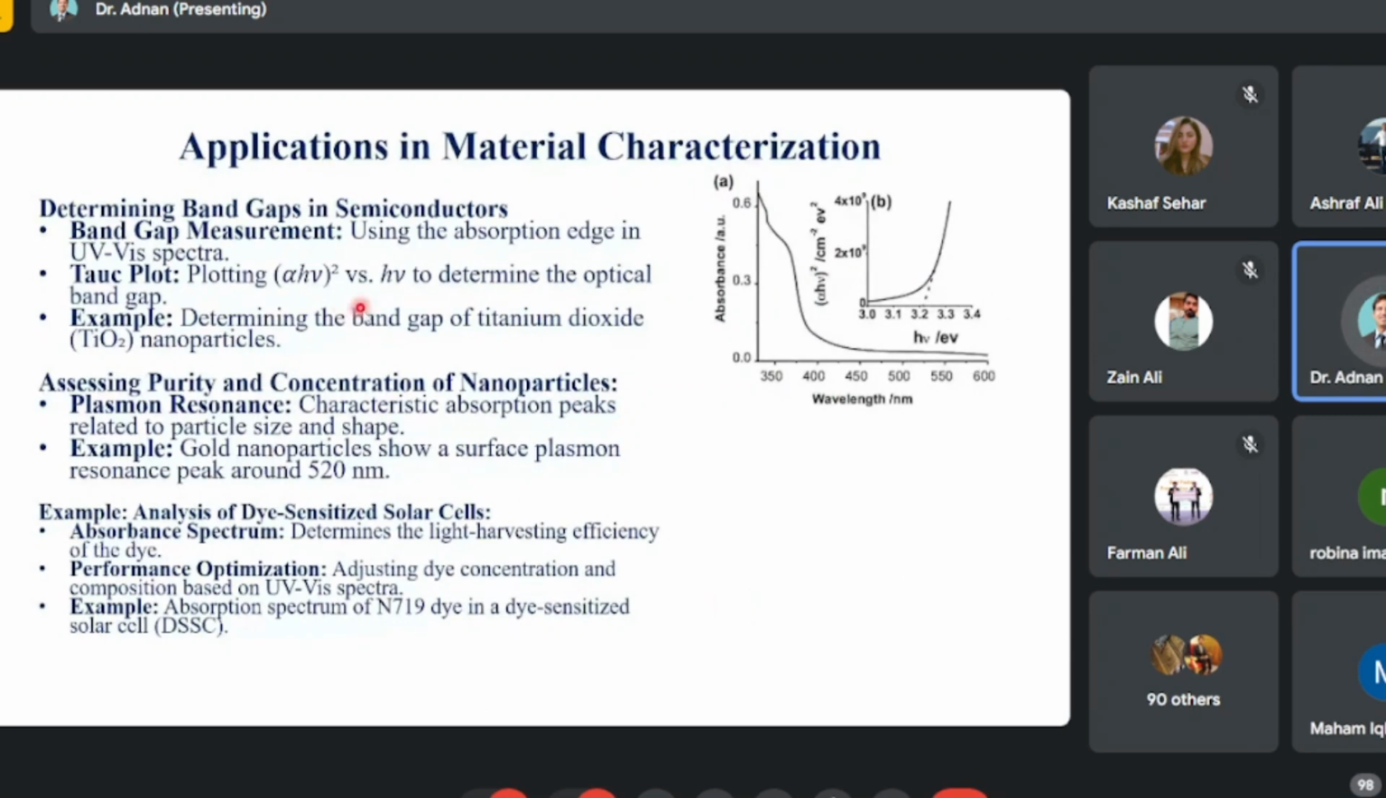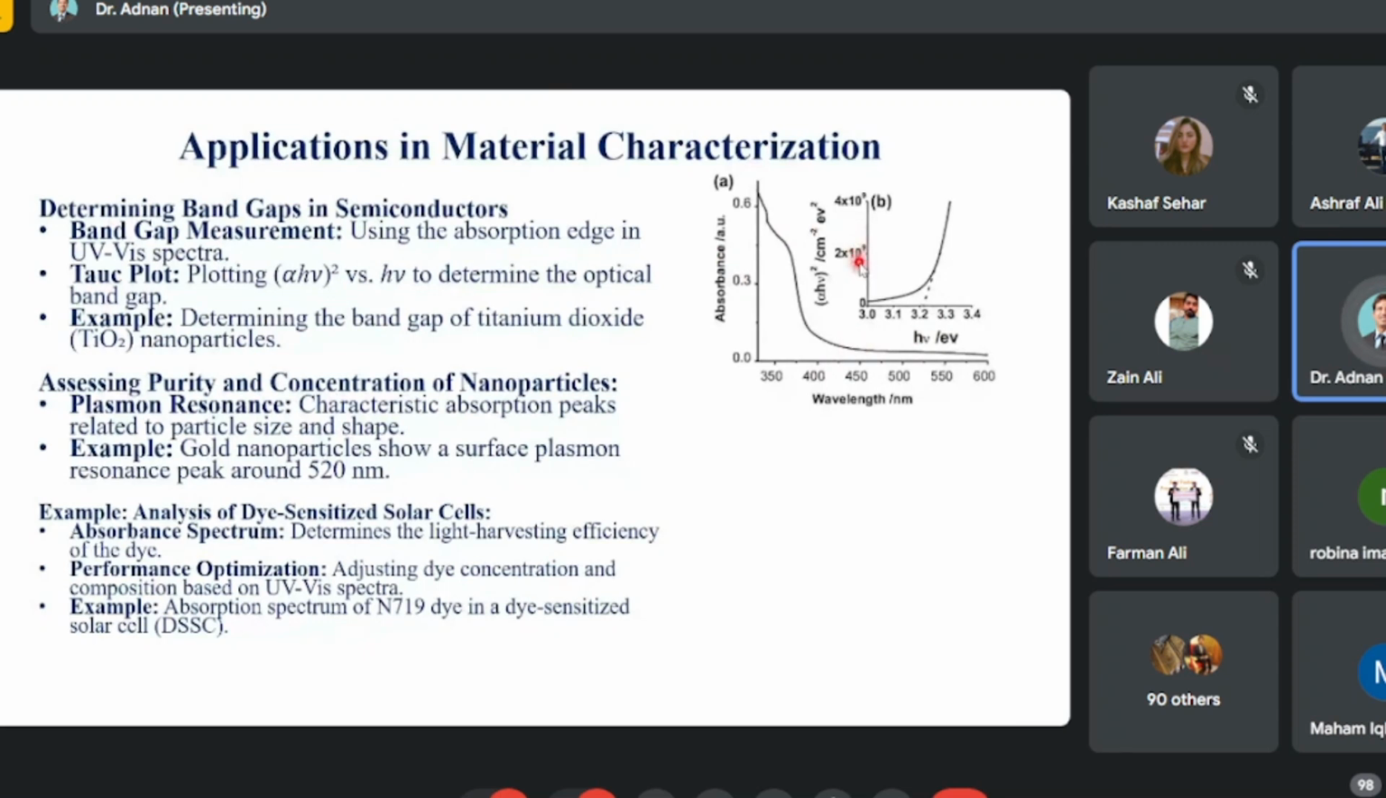Okay, this spectroscopy can also be used for the characterization of various materials. For example, it can be used for the analysis of semiconductors, like band gap measurement. We use the absorption in the UV spectra and a Tauc plot, (alpha h nu) squared versus h nu, to determine the optical band gap. So this is one of the Tauc plots which we have run for a compound.